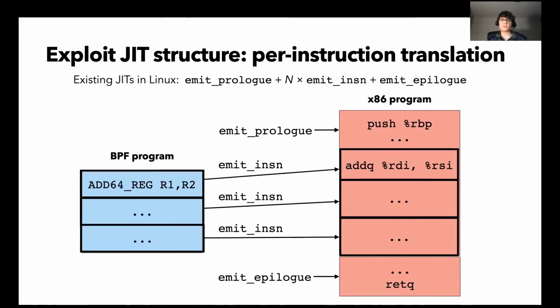The idea that we use in Jitterbug is to exploit the existing structure of the JITs in Linux in order to come up with a better way of breaking down the JIT correctness property. The JITs in Linux work in a per instruction way. They start by emitting some prologue. Then for each BPF instruction, they separately compile it to some sequence of native machine instructions, and then they emit an epilogue.